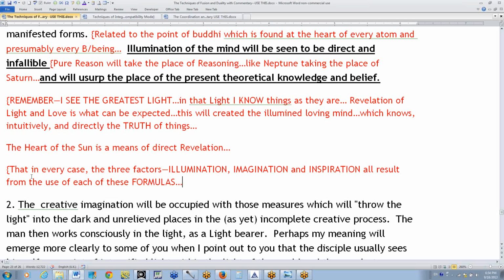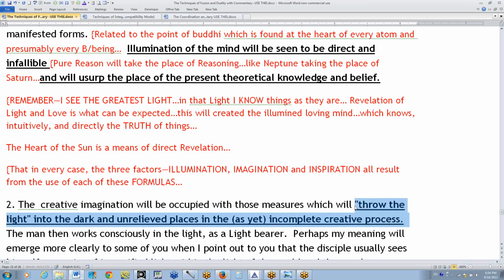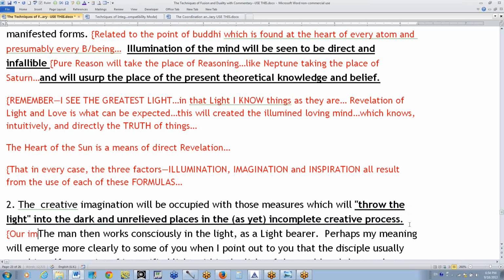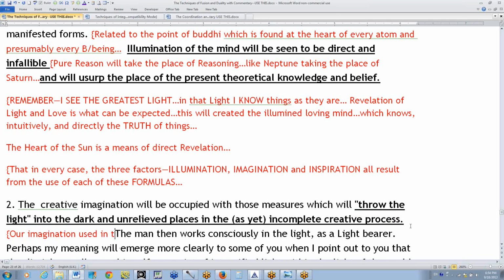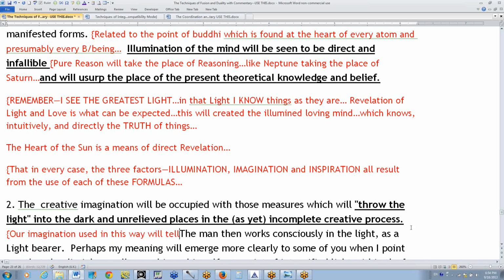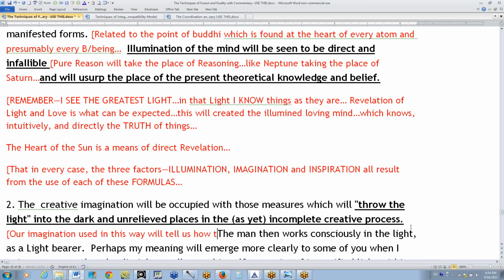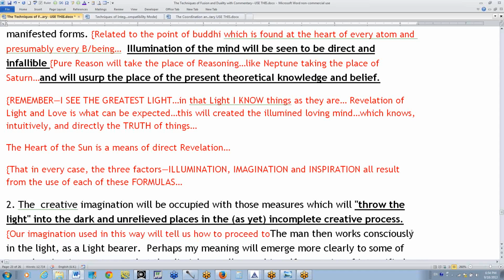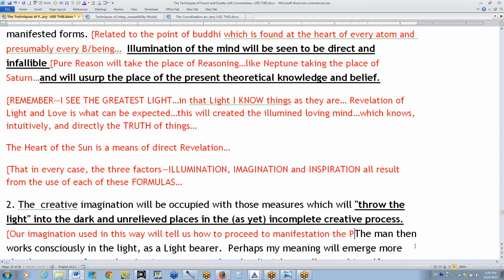Further, the creative imagination will be occupied with those measures which will throw the light into the dark and unrelieved places in the as yet incomplete creative process. We're involved in a planetary creative process. We may not know how to proceed. Our imagination, used in this way, will tell us how to proceed to manifest the plan.